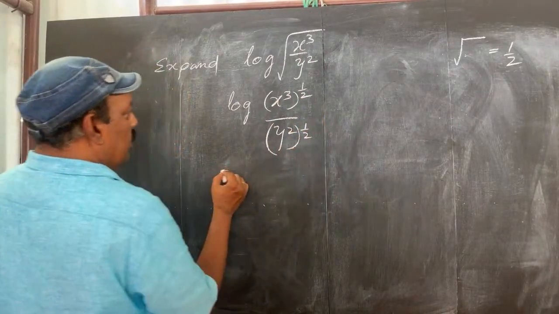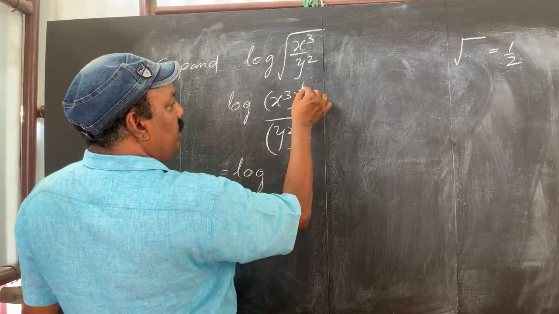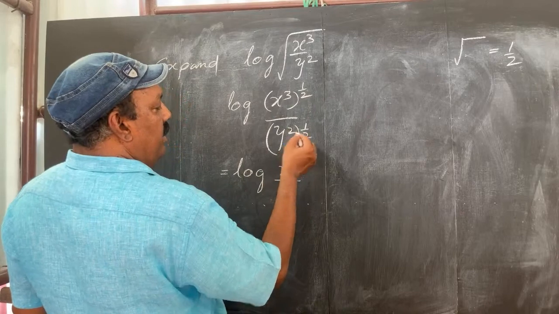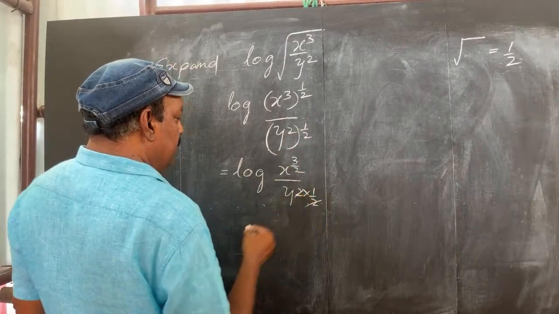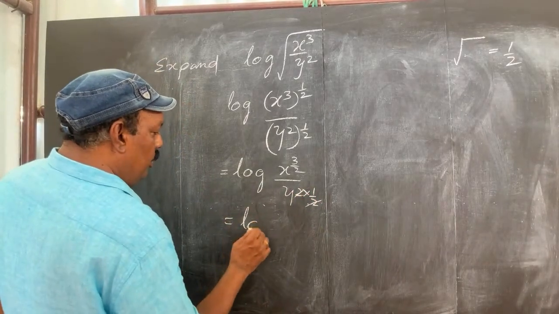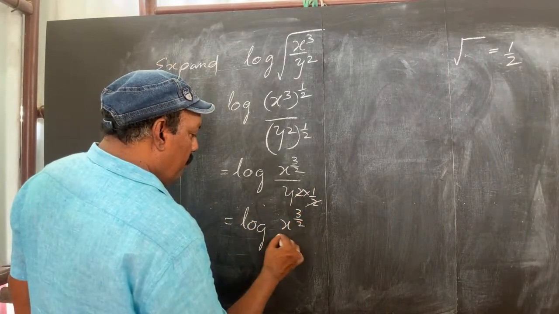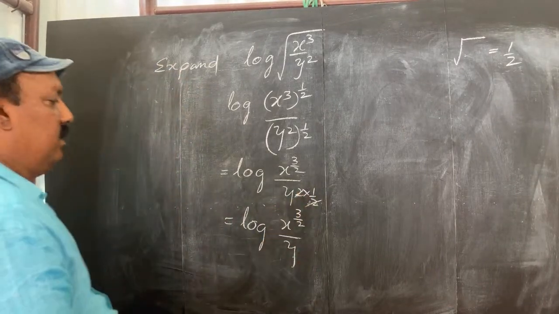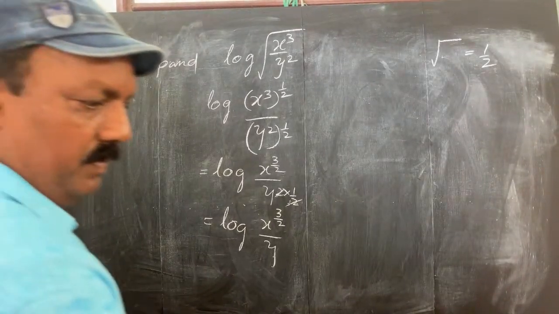Next step, what is going to happen here? Log, here 3 into 1 by 2, x to the power 3 by 2. And y, 2 into 1 by 2, the 2 can cancel. Here the final answer is log x to the power 3 by 2, and y only. Why? Because here the 2 got cancelled. And this is the expansion form of this important problem.